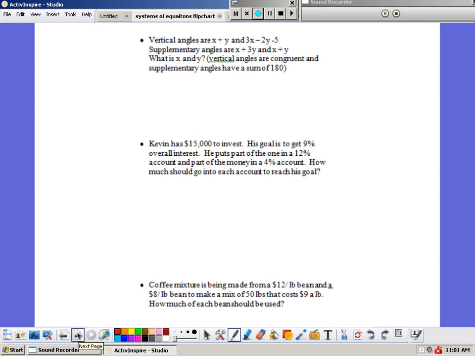Vertical angles are x plus y and 3x minus 2y minus 5. Supplemental angles are x plus 3y and x plus y. What is x and what is y? Here's something for you to remember.